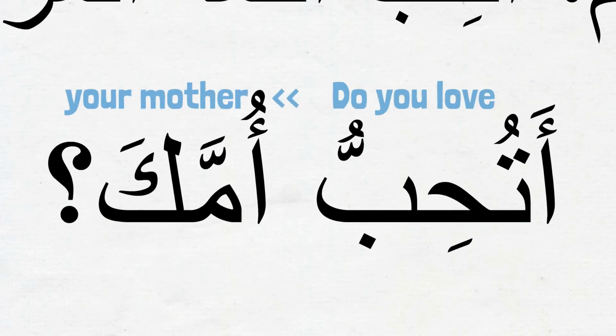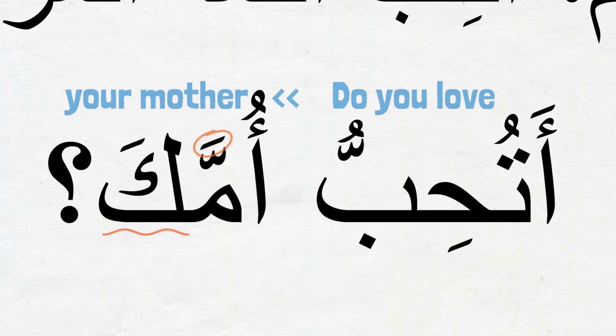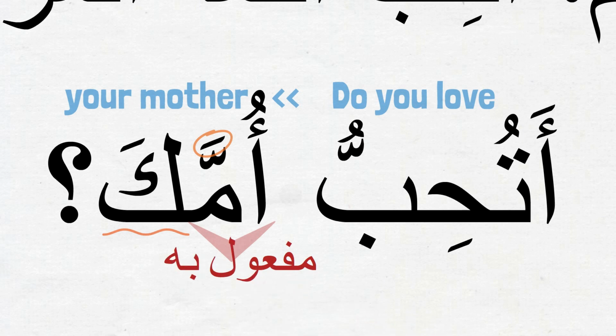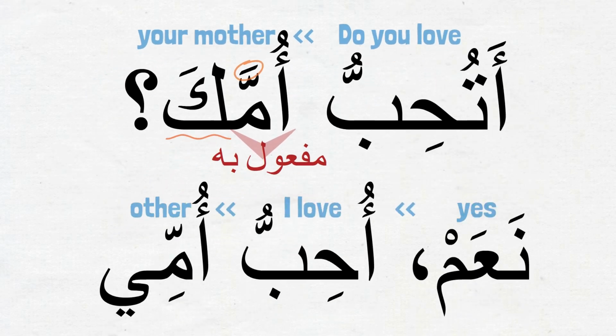أتحب أمك? Notice here I'm using أمك, not أمي. Unlike ياء المتكلم, the ضمير متصل ك doesn't change the end of أمة. So أمة plus ك remains as أمك. We know that أمك is the إضافة combination where أمة is مضاف and ضمير ك is مضاف إليه. And here the مضاف أمة is coming as منصوب with فتحة ending because it is مفعول به. How do you answer this question? أتحب أمك? You should say نعم أحب أمي. Yes, I love my mother.